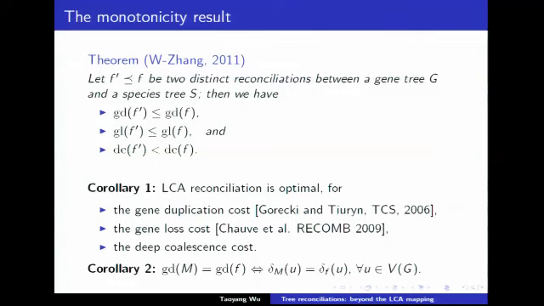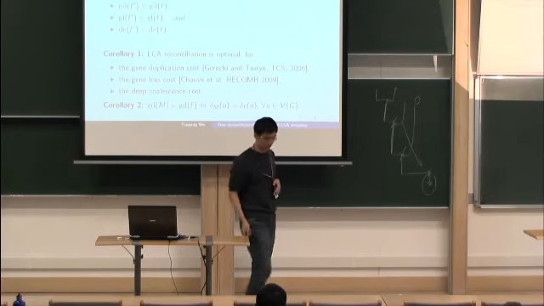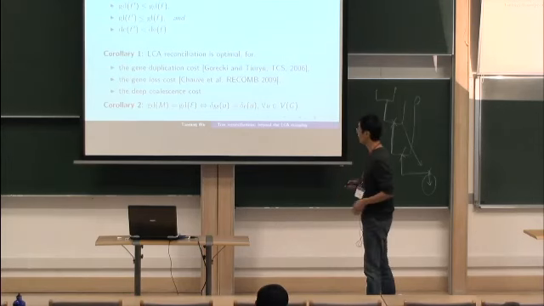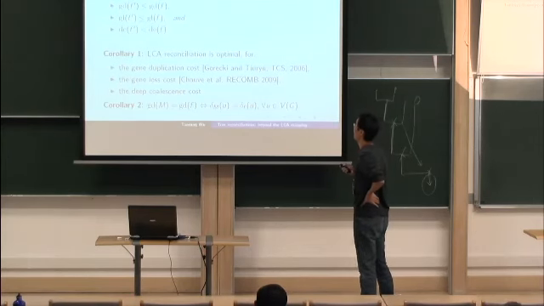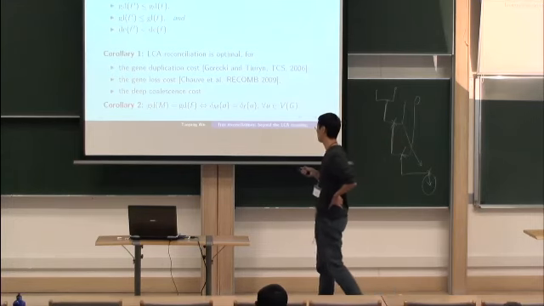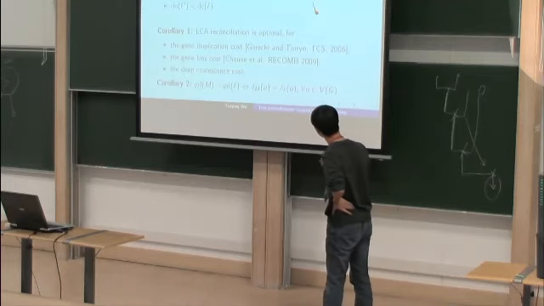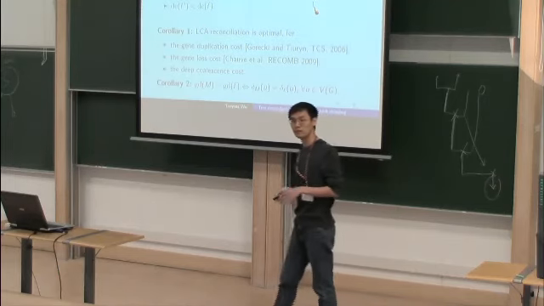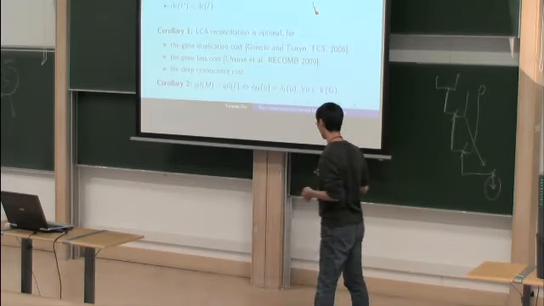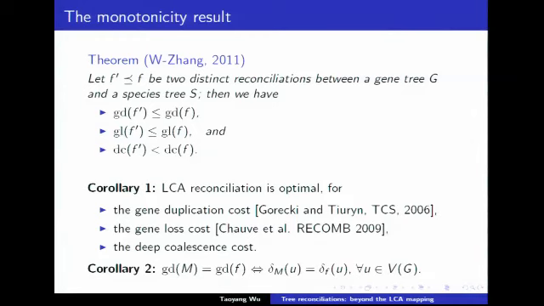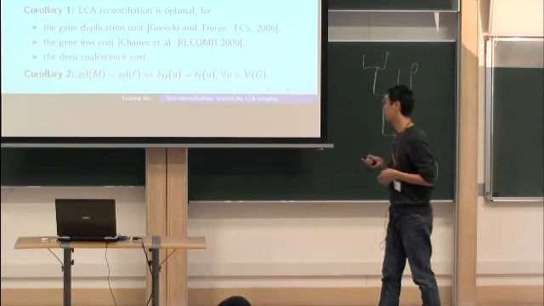And actually, for the gene duplication case, we have a characterization of those optimal reconciliations. That is, the gene duplication cost of F is equal to that of the LCA reconciliation if and only if on each vertex they either both have the duplication event or both don't. So that gives us some power to actually enumerate those optimal reconciliations.